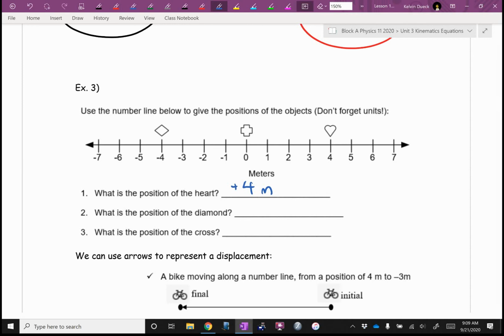Deegan, what's the position of the diamond? Yep. Meters. And what's the position of the cross? 0 meters.